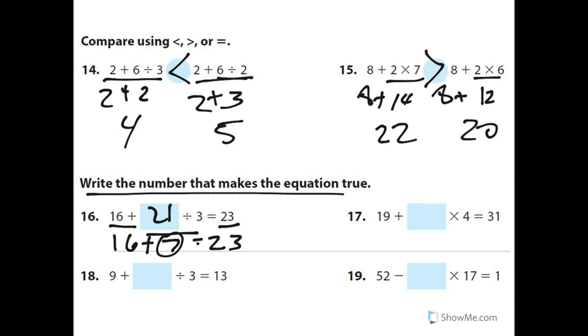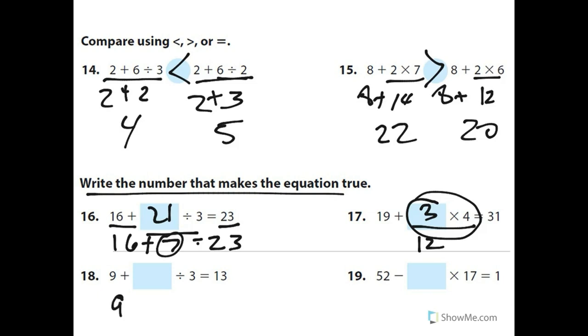Alright, so 19 plus something is 31. Well, 19 plus what is 31? 19 plus 12 is 31, so if this has got to equal 12, well, I know 3 times 4 is 12. You do need to know your math facts, don't you? You do need to be able to add and multiply really quick and think about what those numbers are. Alright, I want you to go ahead and try number 18 on your own, and then we'll go over it.